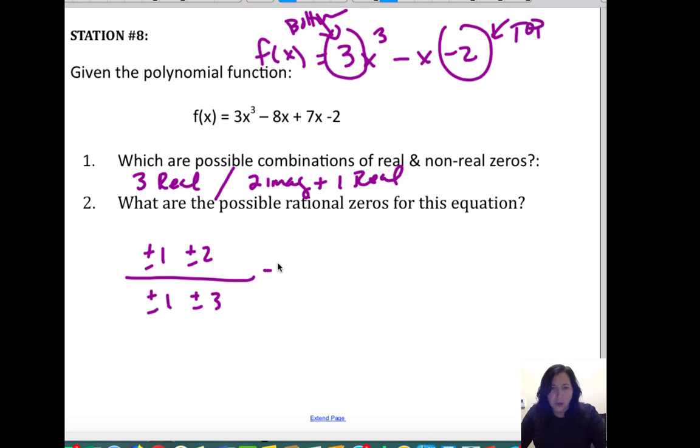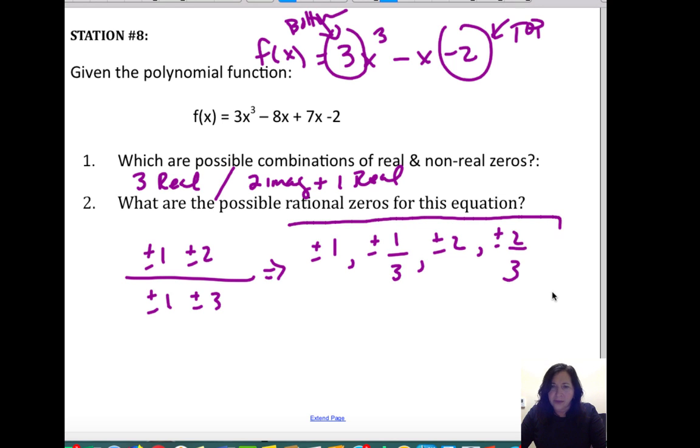And so all of the possibilities are going to be plus or minus 1 over 1. It'll be plus or minus 1 over 3. It'll be plus or minus 2 over 1. And it'll be plus or minus 2 over 3. So these are all my values. It's basically using the rational zeros theorem, giving possibilities for plugging in values to find the zeros.